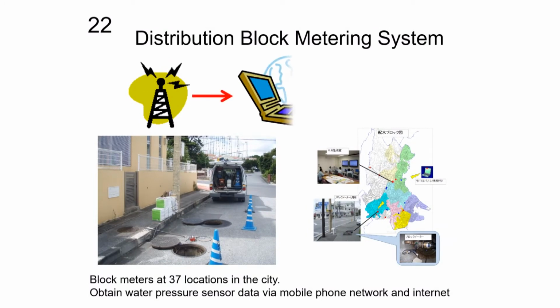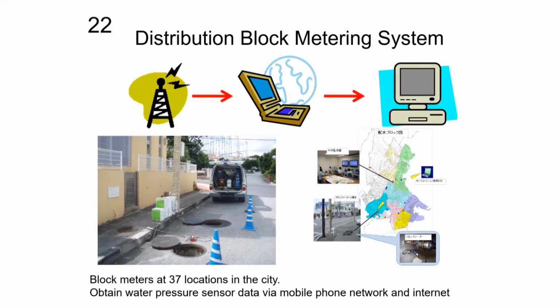Along with distribution blocks, Okinawa City has also established a metering system. By utilizing radio wave used for mobile phone network for data transmission, the Waterworks Bureau obtains data from 37 block meters in the city and pressure sensors via the internet. Real-time data on distributed amount and water pressure is therefore available to us.